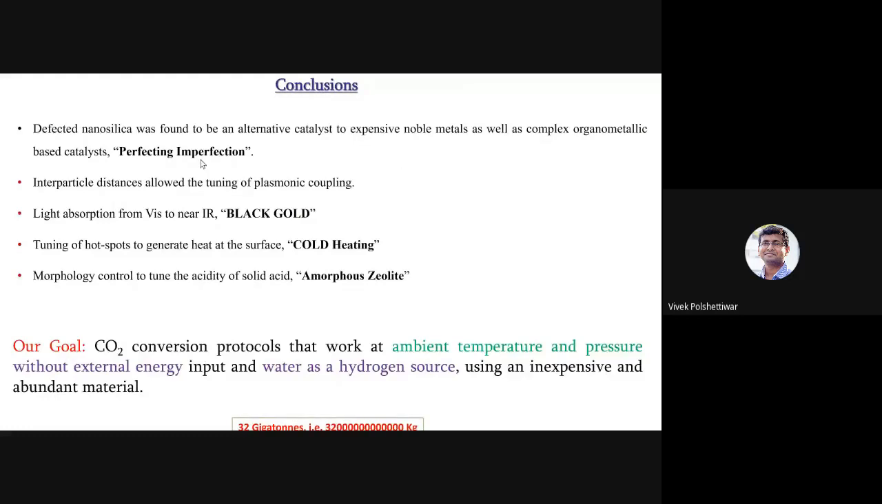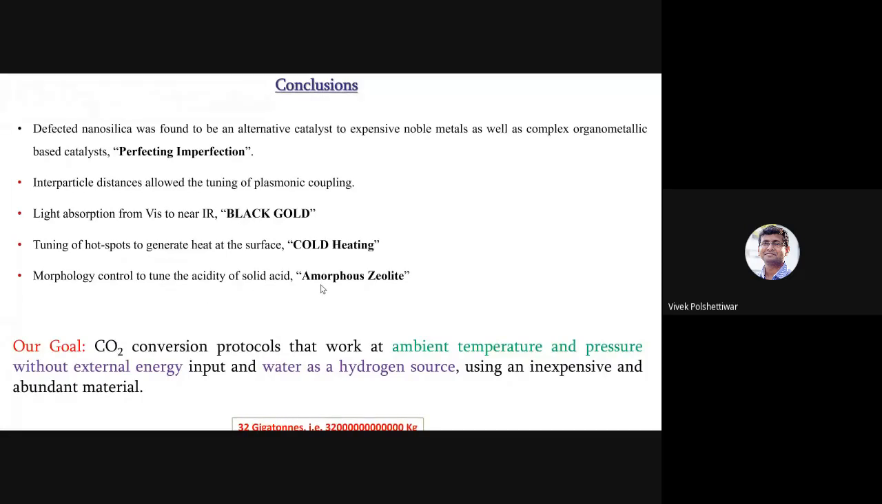Then I showed you the way to tune the distances between the gold nanoparticles and make a black gold, which has the ability to absorb light from visible to near IR, and also has the ability to produce lots of heat isolated to the nanoparticle. So that's why we call it cold heating, as well as the hot electrons.